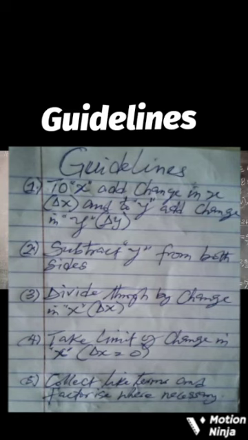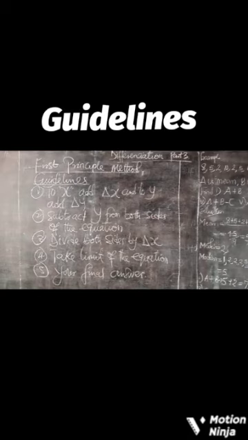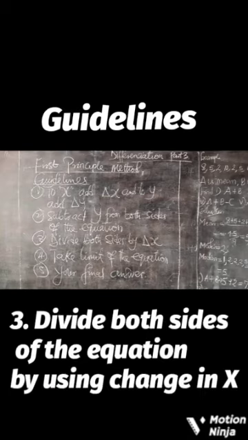Number one is that to x, add change in x. That thing that looks like a triangle is called change in x. And to y, you add change in y. That's the first step you will take. Second step or number two step is that you subtract y from both sides of the equation. Number three step, you divide both sides of the equation by change in x.